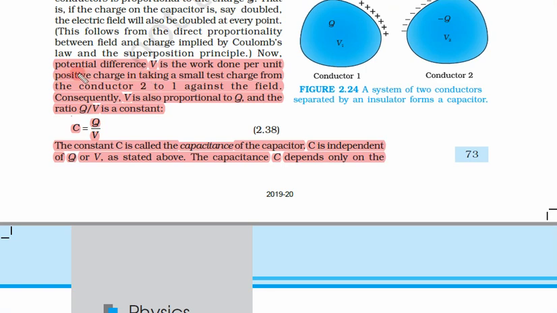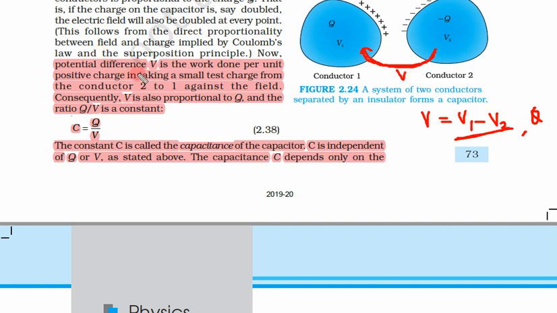Now again the potential difference V. We have seen what V was, V1 minus V2, and the charge on the capacitor Q. So now the potential difference V is the work done per unit positive charge in taking a small test charge from conductor 2 to 1. What was the definition of potential? Taking a unit positive charge from one side to another side, because we are taking it from V2 to V1. So let us take a small unit positive charge from this side to this side. The work done in taking it from here to here would be V.